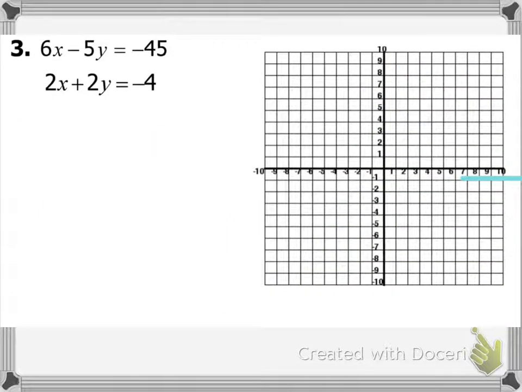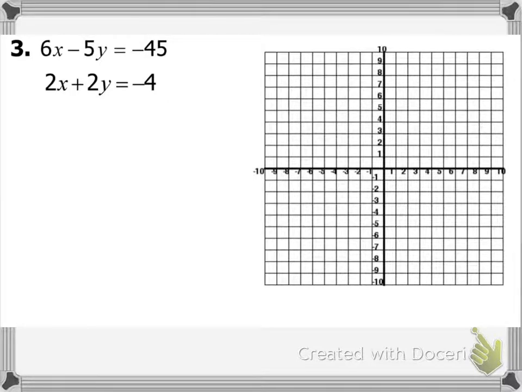Number 3, we have 6x minus 5y equals -45, and then we have 2x plus 2y equals -4. Are either of these in slope-intercept form? No, they're not. So what do you think I'm going to have to do? Solve it for y. I'm trying to get y by itself, right? So I got to do a little work before I can start graphing.